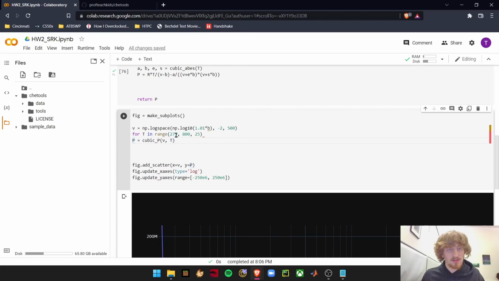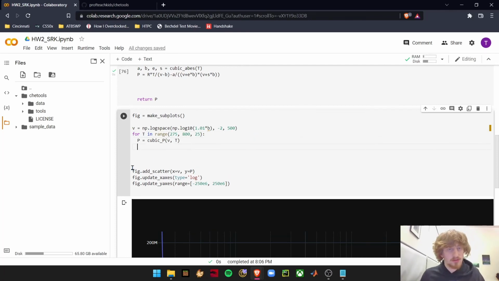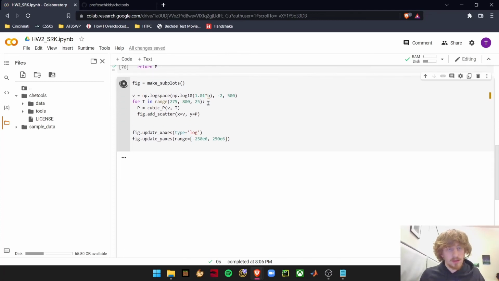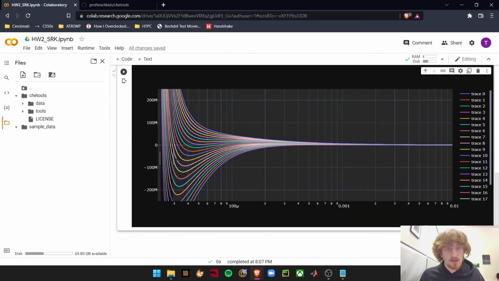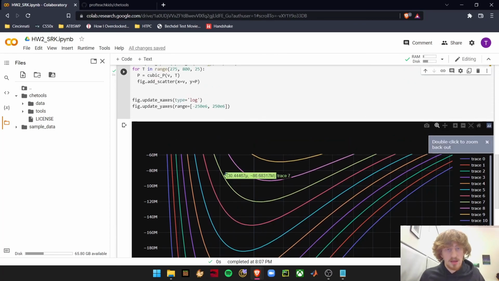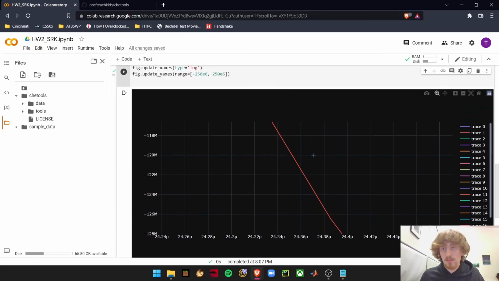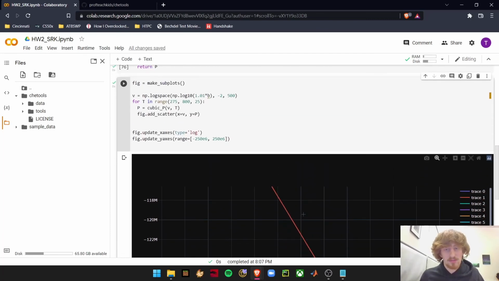And for each of those values of T, we want to calculate pressure using that T and then all these specific volumes given by this log space function. And then of course, for each of those, we want to add a scatter plot. So let's take a look at that. And here you can see all of our isotherms here. Accidentally zoomed in too much. Don't know how to zoom back out. But I'm going to cut away here and we'll come back after I learn how to zoom out.